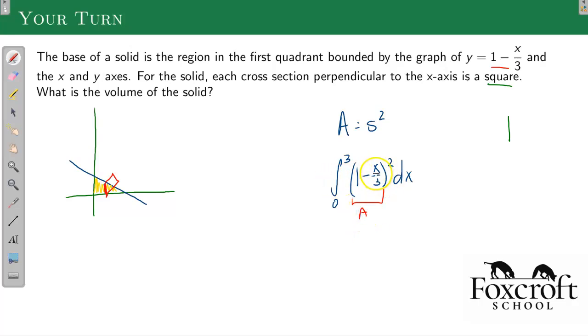And then we add up all the squares together. It starts at 0, ends here, which is when the y value is 0. So if y is 0, you can solve x is 3. And this would be the integral you'd have to evaluate.